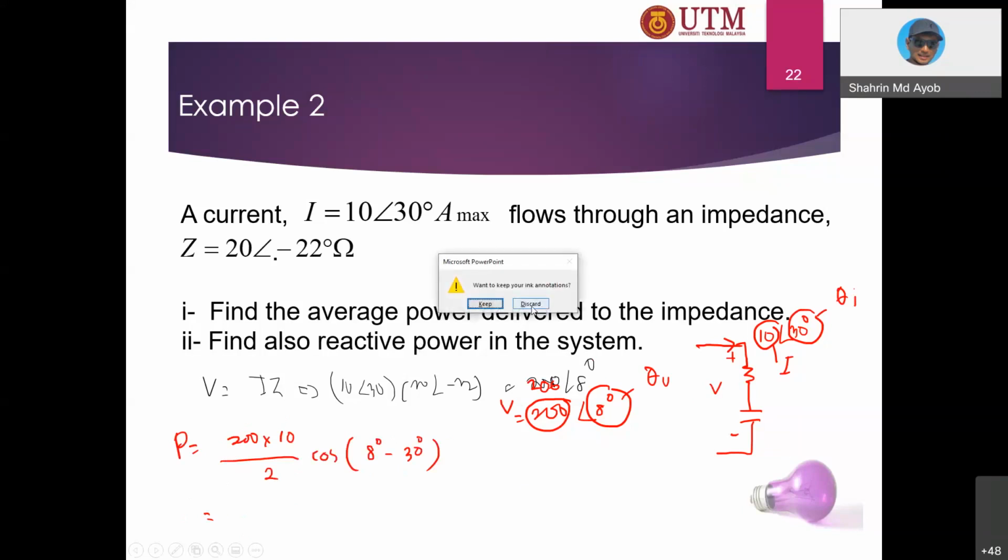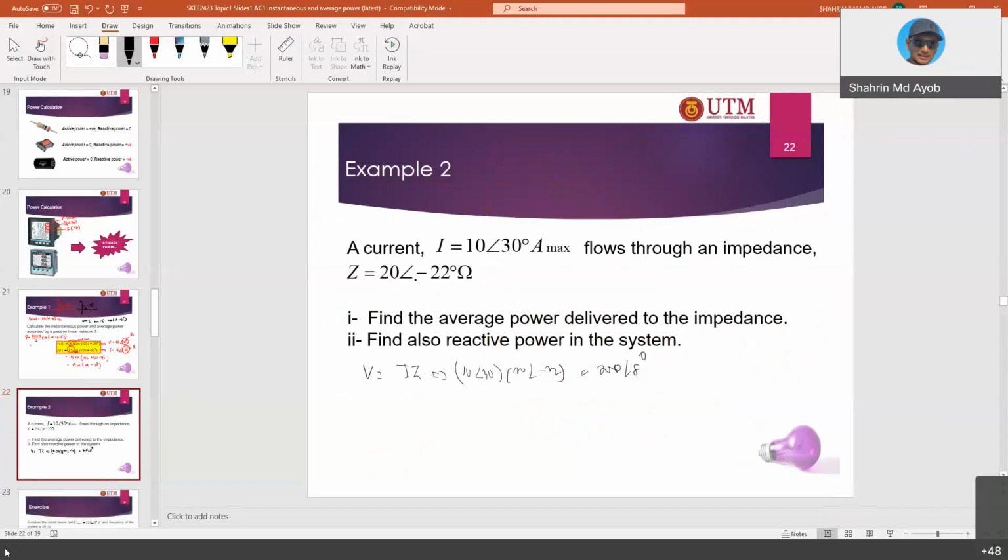I don't have my calculator with me, so can someone just calculate it for me? Where is my scientific calculator?